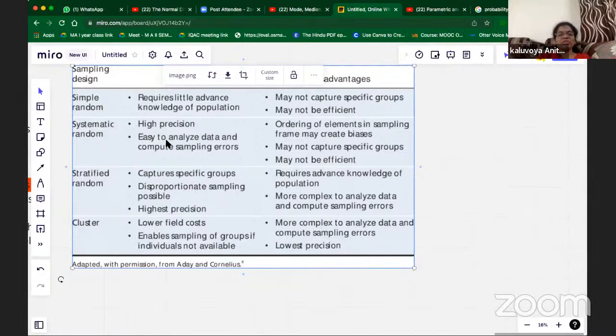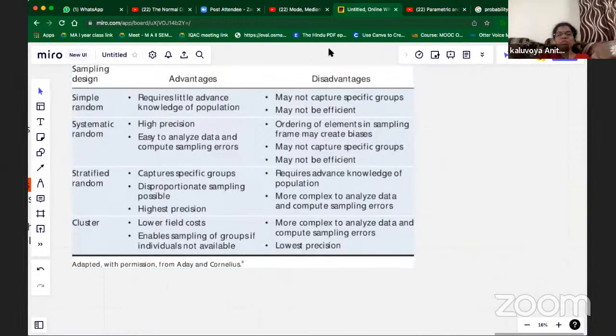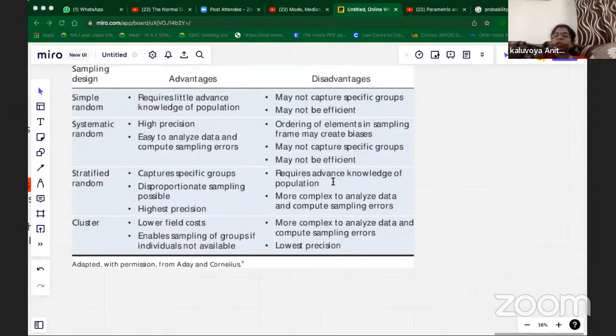Okay, so as you can see, simple random requires a little advanced knowledge of the population. The disadvantage associated with it is that it may not capture a specific group, and may not be efficient also. Randomly you have chosen somebody because you are not clear about whom to select. They may fit into your criteria, sometimes they may not. So simple random sampling is best used when you have an accurate or easily accessible sample frame that lists the entire population, preferably sorted on a computer.